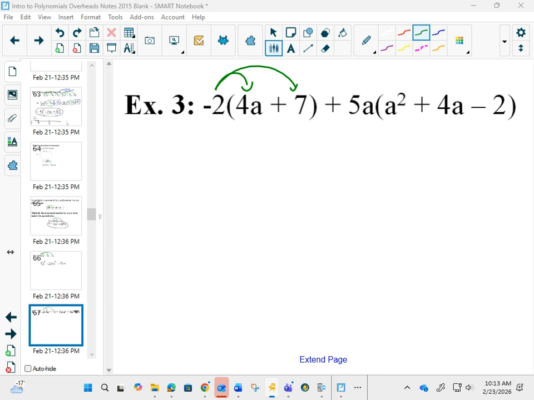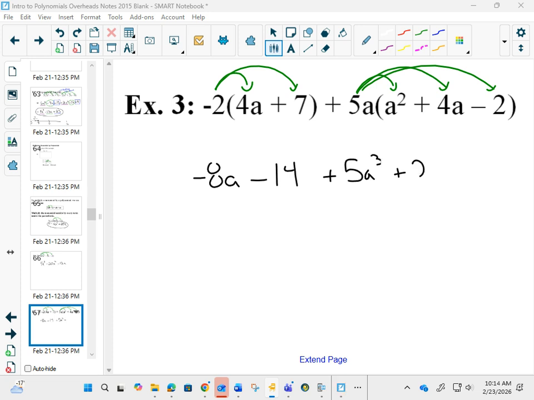Drawing arrows here. Step 1: negative 8a minus 14. You would get 1 mark for those ones. Step 2, distribute here. You would get 5a cubed plus 20a squared minus 10a. You would get 1 mark for the second one.